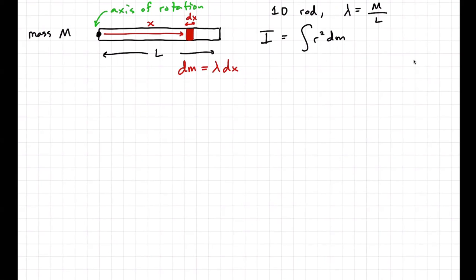And now I can start plugging things in, because if you look at this, where r here represents the distance from the axis of rotation, here that's just going to be x, and x will vary over the length of the rod, which will point to what the bounds of the integral are going to be. So they'll go from 0 to L, x equals 0 to x equals L. And then dm, I can write in terms of dx, so it becomes an integral over the length of the rod. So let's fill all that in. So r squared is just x squared, dm is lambda dx, and I'm integrating from x equals 0 to x equals L.